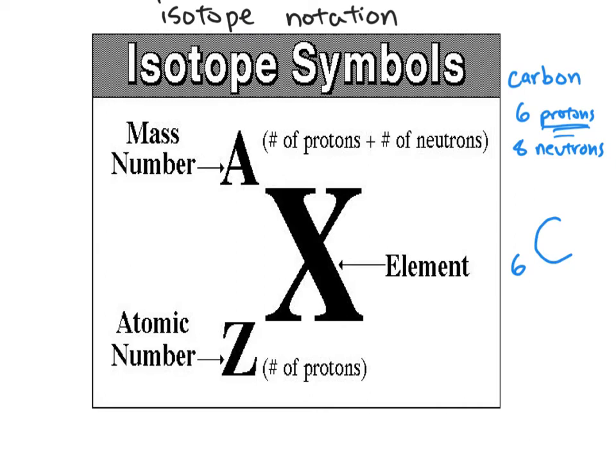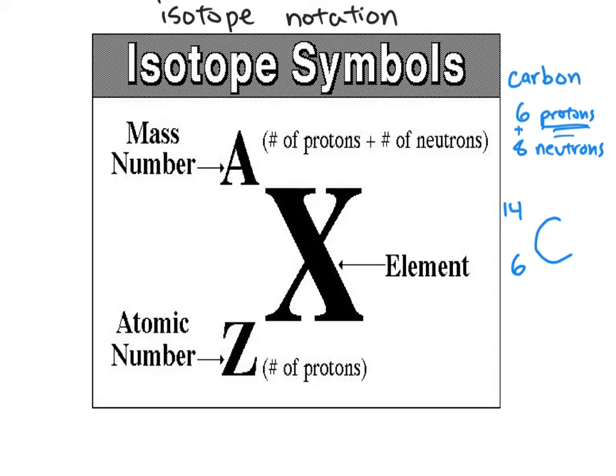And then we go with the top part. Now, the top part is the mass number. What are we going to write there? Well, it's the number of protons plus the number of neutrons. So 6 plus 8 is 14. So this is the isotope notation for the specific isotope of carbon.